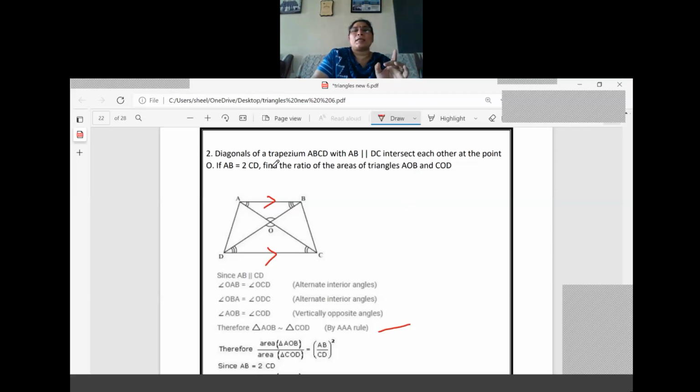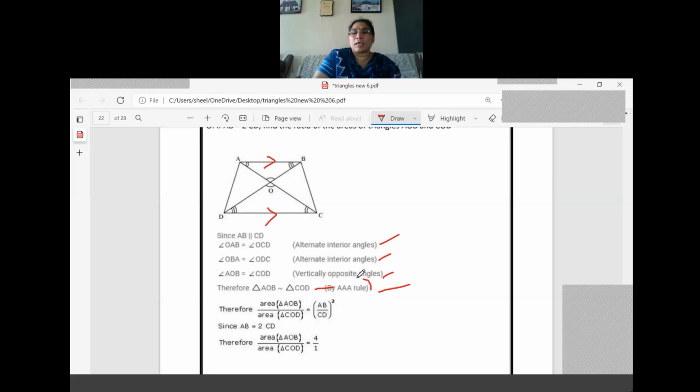Okay, so diagonals of a trapezium ABCD with AB parallel to DC we have written. So naturally the alternate interior angle property we can use, and vertically opposite angles we can use. The triangles we are considering are triangle AOB and triangle COD. One is an alternate interior angle, second is also an alternate interior angle, and third is vertically opposite angles. After that, what is the criterion? It is the AAA rule only, they are similar. Once it is proved similar, then only this theorem can be applied, the ratio of the areas.